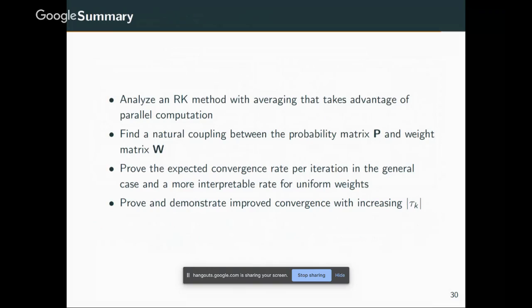And we can prove the expected convergence rate per iteration in a general case and a more interpretable version for the simpler case in which we use uniform weights. And then we can also prove and demonstrate improved convergence with increasing the number of threads available.